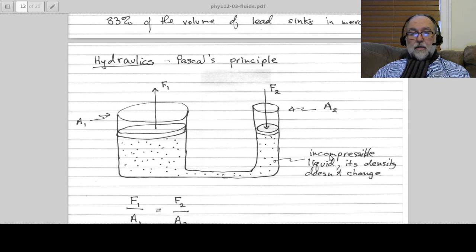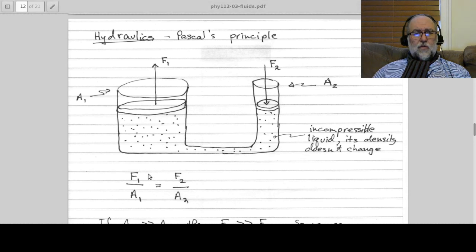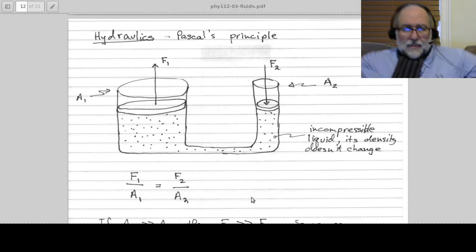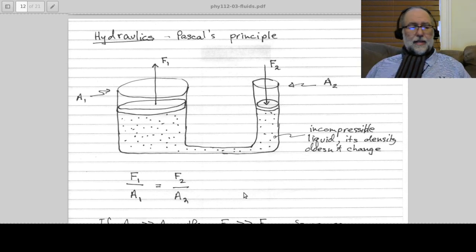Last little tidbit for statics, and this is kind of neat. This is the topic of hydraulics. Hydraulics is based on Pascal's principle. Pascal's principle basically says if I have a fluid, and it's an incompressible fluid, okay? It just doesn't work with a gas, like air. So it's got to be like water or hydraulic fluid, which is usually some kind of oil. It can't be compressible, otherwise this doesn't work, okay?